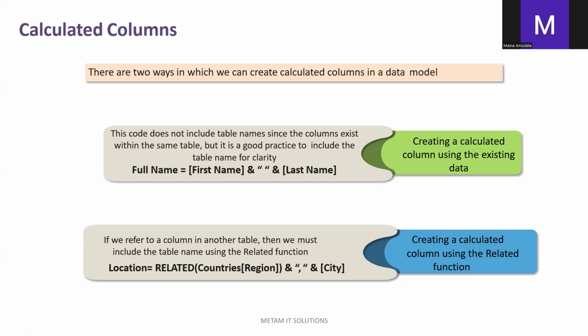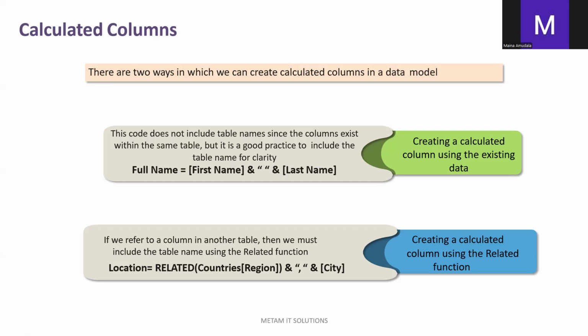And the next one: if it refers to a column in another table, we must include the table name using the RELATED function. So here we are creating a calculated column using the RELATED function. You can use the RELATED function in the query. So here we are using location. Location is equal to RELATED of the countries' region and city.